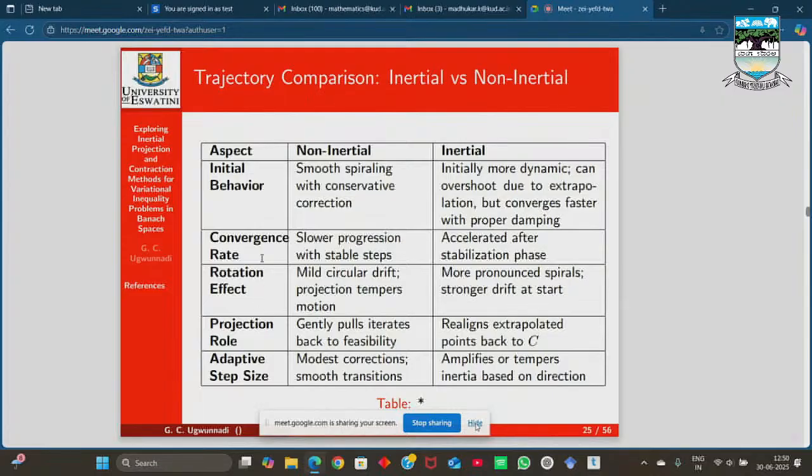And so our major goal in inertial is this fast acceleration and the faster convergence. That is the most important aspect of inertial, which we are going to look at.